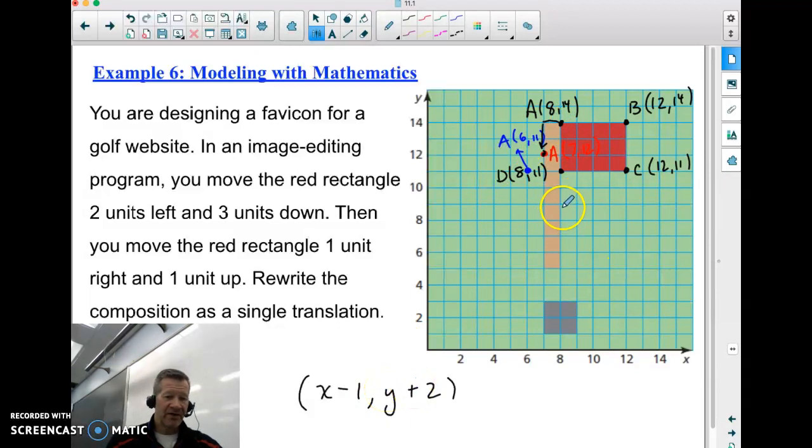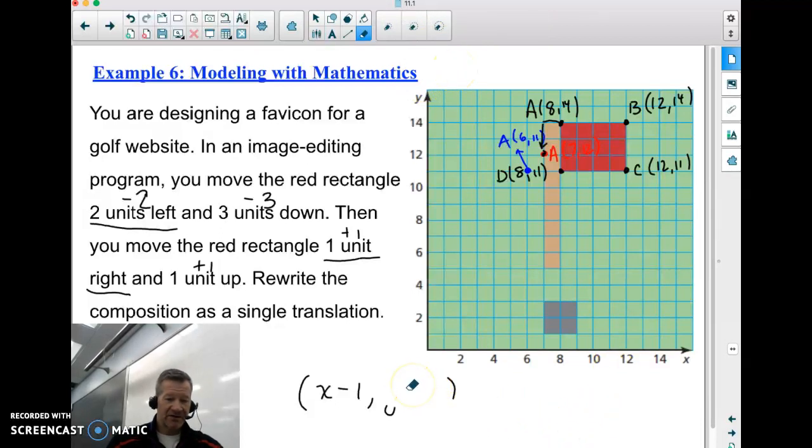Now, a way you could do that without the picture is if I move 2 left and then 1 right, that's like going minus 2 but then plus 1. Well, minus 2 and plus 1 altogether is minus 1, so I went x minus 1. And then I went 3 down, so that's minus 3, but then 1 up. Negative 3 plus 1, that's negative 2, so the y value went, oops, I went up 2. I should have said down 2. Hopefully you caught that.